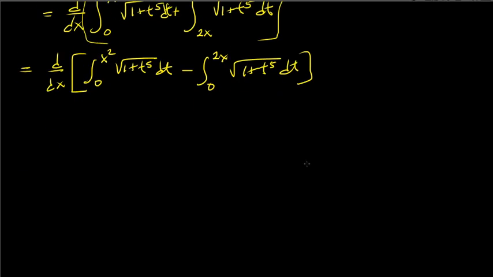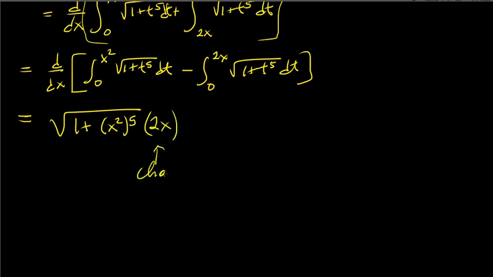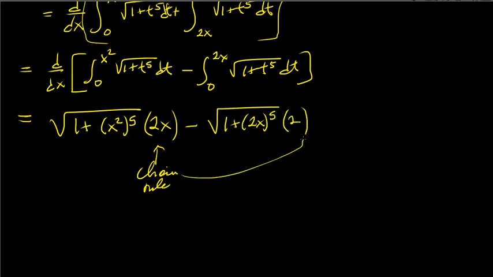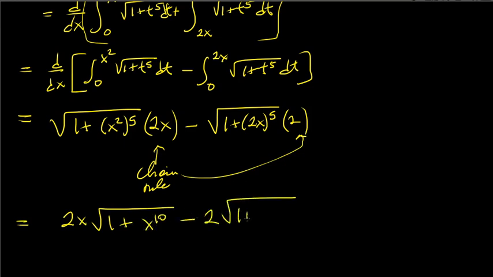Okay, now I think we can finally use the fundamental theorem of calculus, or the second fundamental theorem of calculus. You're just going to get the square root of 1 plus x squared to the 5th times the derivative of x squared, which is 2x, right? So that's the chain rule. Minus the square root of 1 plus, let's see, 2x to the 5th. And then the derivative of 2x is 2. That's also by the chain rule. So in the end, we're just going to get 2x times the square root of 1 plus x to the 10th, minus 2 times the square root of 1 plus 32x to the 5th.